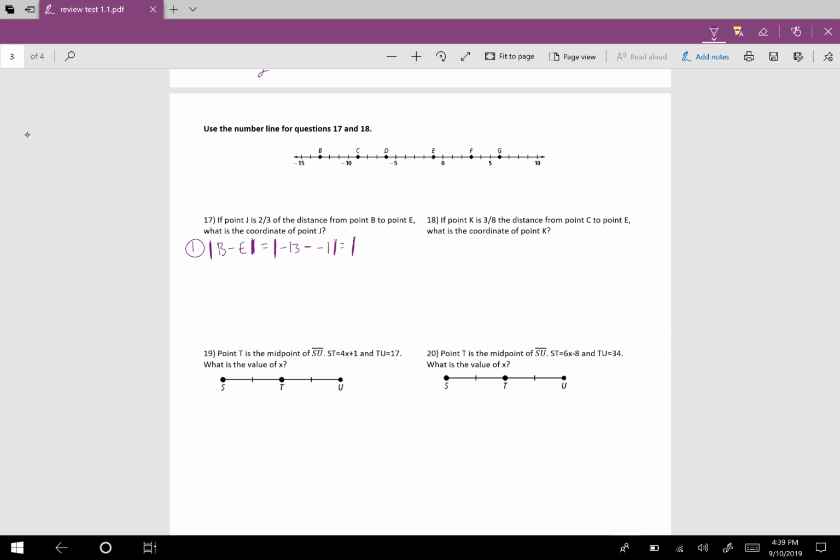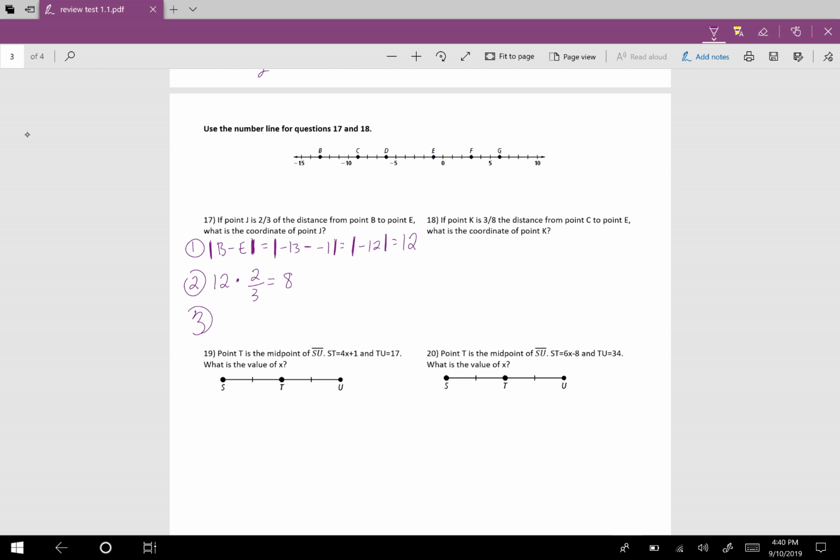So this becomes the absolute value. So you have negative 13 minus negative 1. I want you guys to put this in the calculator. Just type it in. So it's the absolute value of negative 12, which is 12. So that's step 1. Now step 2, you take that 12, and we're going to multiply it by the fraction, so 2/3. So 2/3 of 12 is going to be 8.